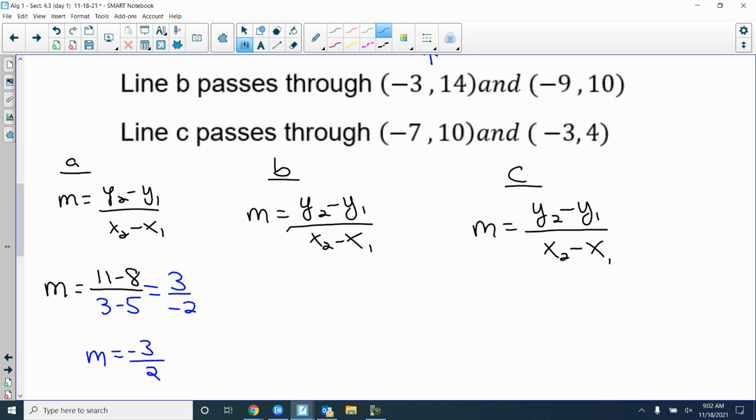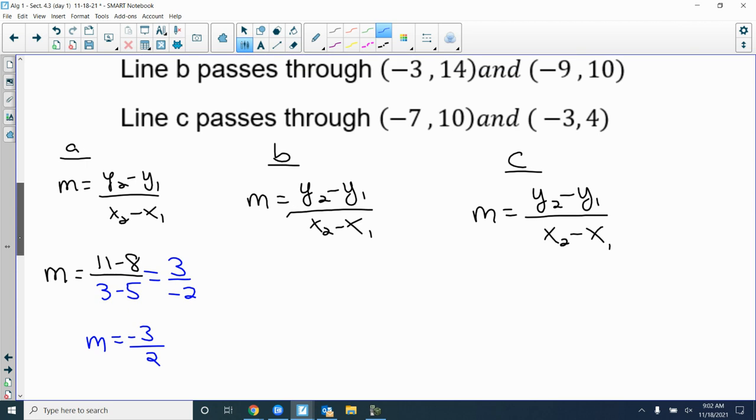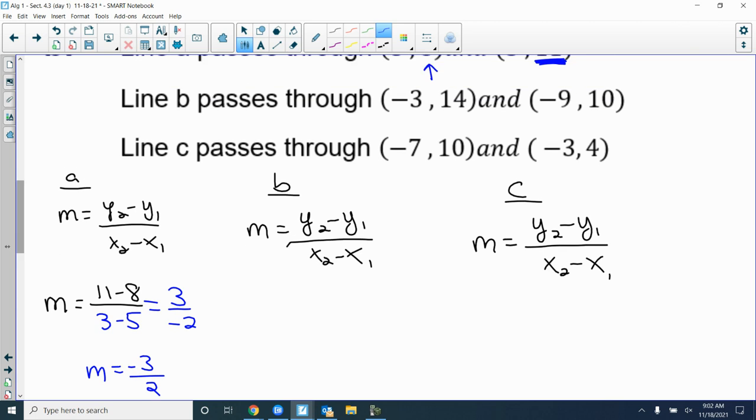All right, what'd you get, Ryan, for your final slope for B? And then we'll go through it. 2/3. So you got positive? Yeah. All right, now tell me what order you subtracted. 10 minus 14.